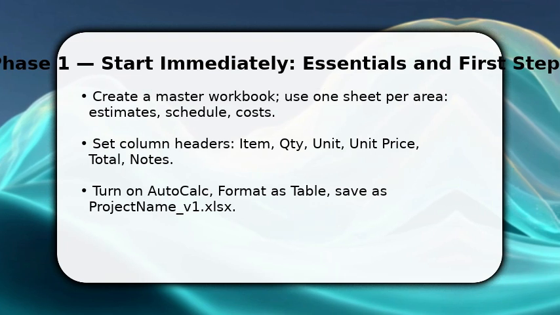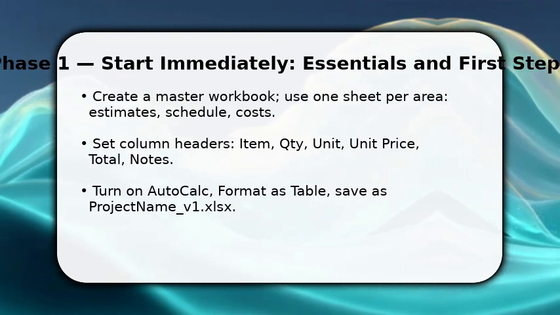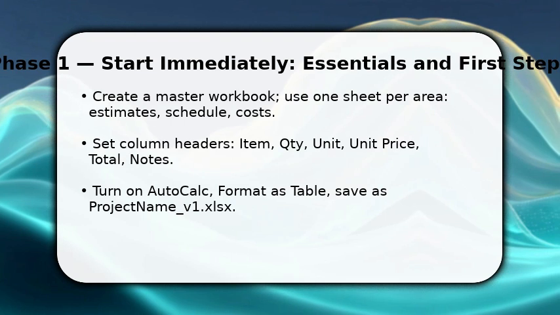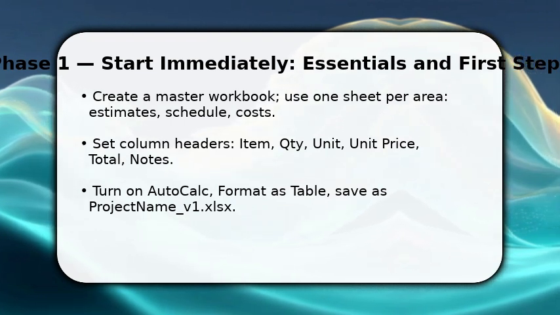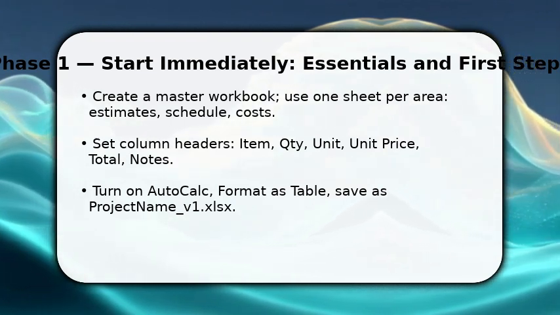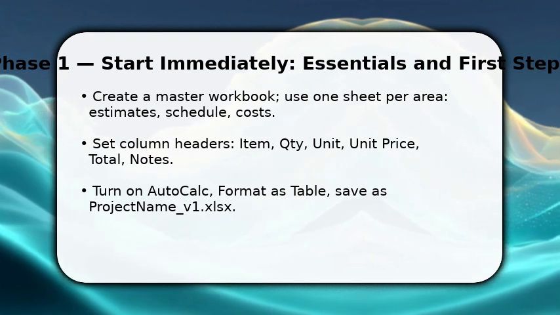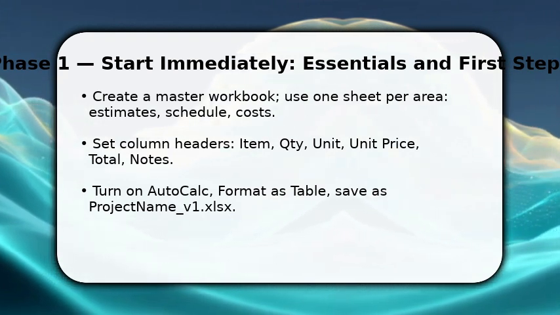Next, format ranges as tables and turn on AutoCalc so formulas update automatically. Once done, save a versioned file name like project name v1 XLSX. This helps when you need to revert or audit changes later.